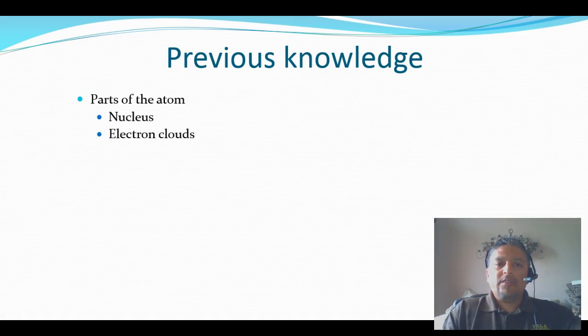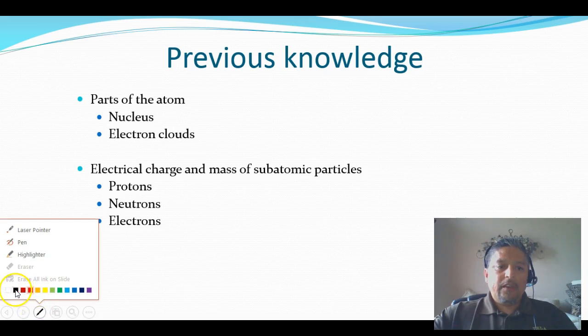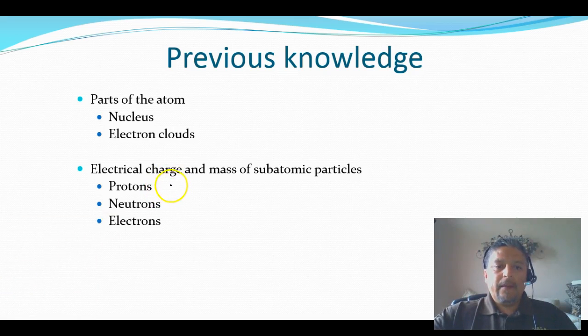From previous knowledge, we have learned the parts of the atom, like the nucleus and the electron cloud, which are the two main parts of the atom. We also have learned the electrical charge and mass of subatomic particles. For example, the protons had a positive charge, and their mass was 1 AMU, or atomic mass unit.